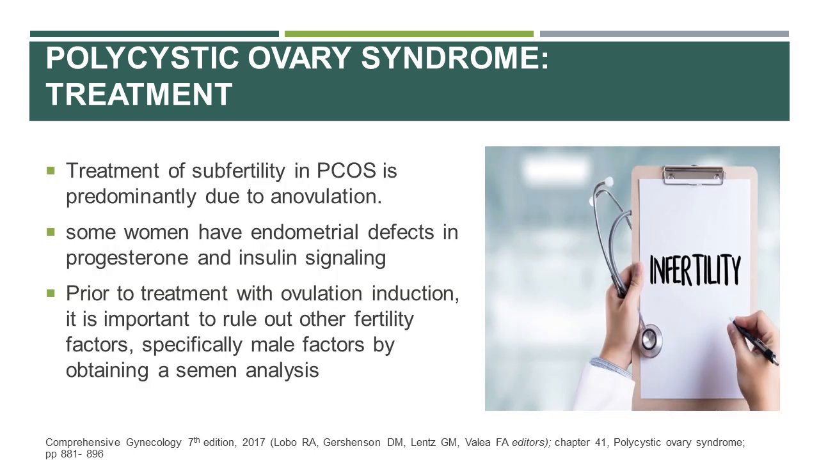Subfertility in PCOS is predominantly due to anovulation. Even women with the ovulatory phenotype C may have subtle ovulatory disturbances, and it is known that some women with PCOS have endometrial defects in progesterone and insulin signaling. Prior to treatment with ovulation induction, it is very important to rule out other fertility factors, specifically male factors, by obtaining a semen analysis.